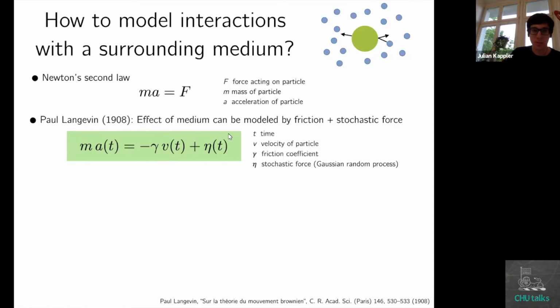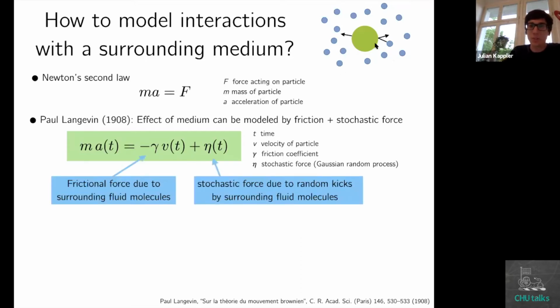And the other force, the random force, models that if you have these particles here and they have velocities, then once in a while they will kick the colloid and then they will make it move. And so these are the two features that the surrounding medium contributes here to the motion of the colloidal particle. Frictional force and a stochastic force due to the random kicks. And this is a stochastic process in mathematical language.